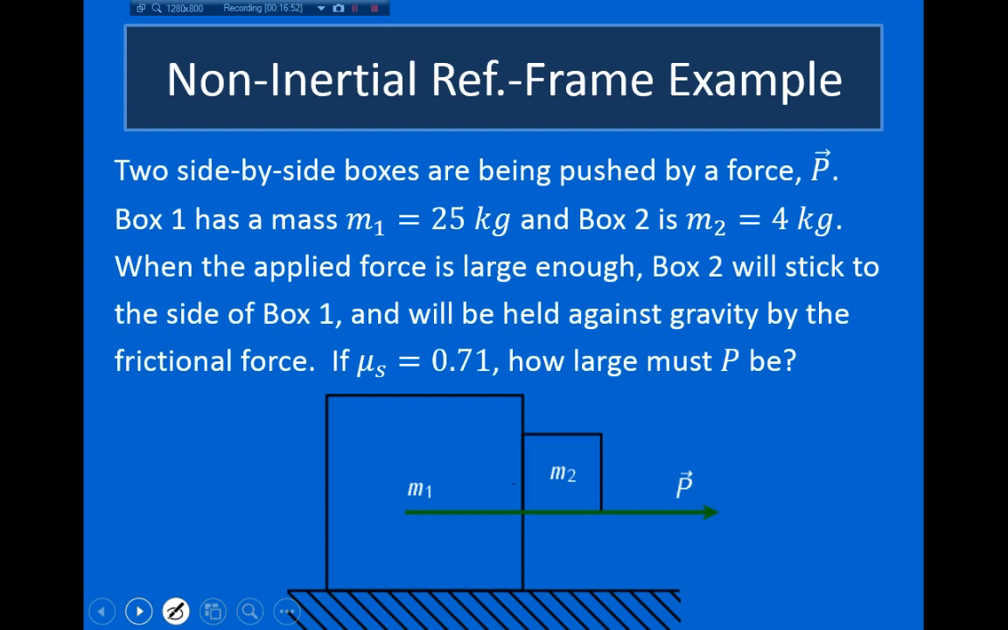Okay, so how do we solve this? Let me open up a white screen here and write down my knowns and unknowns. So we have that there's this M1 that's 25 kilograms. M2 is 4 kilograms. I have the static coefficient of friction is equal to 0.71. And I'm asked to find this force P. And to find the force P, really what I'm going to look for is the acceleration. So if I find the acceleration that's necessary, then I can find the force that we have to exert using Newton's second law.